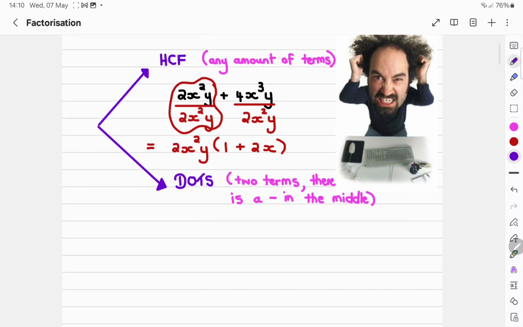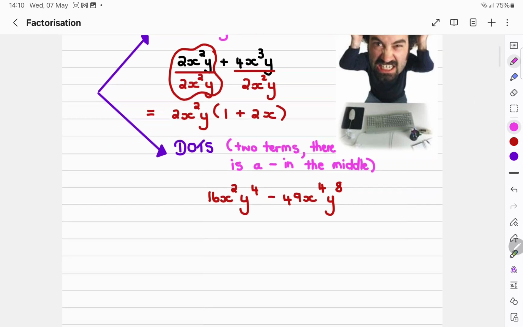An example of that is when I've got, let's say, 16x squared y to the power 4 minus 49x to the power 4 y to the power of 8. Very important, with the difference of 2 perfect squares, your exponent has to be an even number, because what you're going to do in effect is divide your exponent by 2, and only an even number can be divisible by 2. So your setup is 2 brackets.